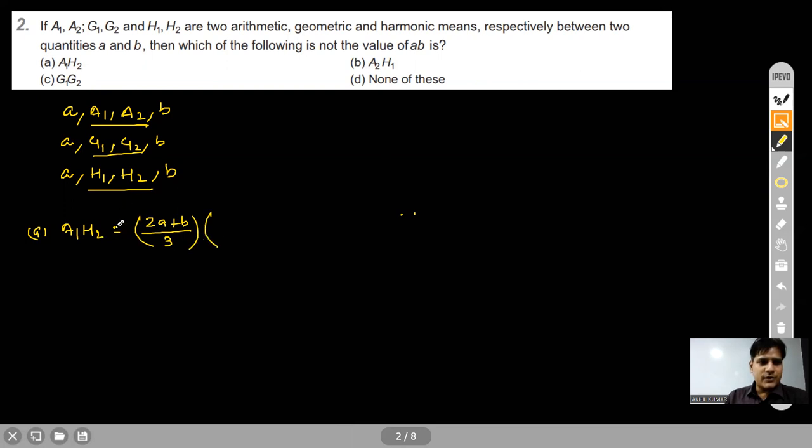What will be H2? H2 is the second harmonic mean between A and B, right? So we can write it as 3 upon 1 by A plus 2 by B, right? We used to write harmonic means in this way only. So let's simplify it. It will become 2a plus b upon 3.